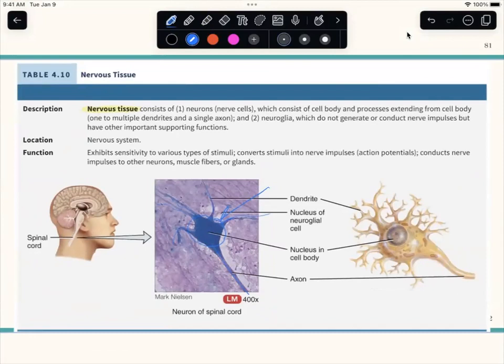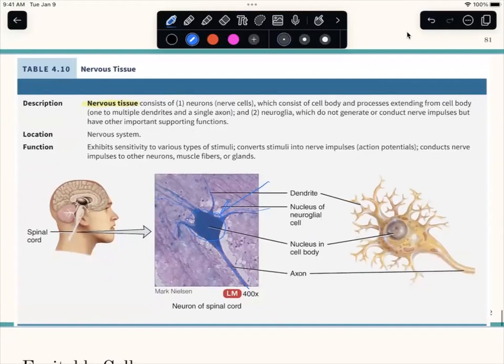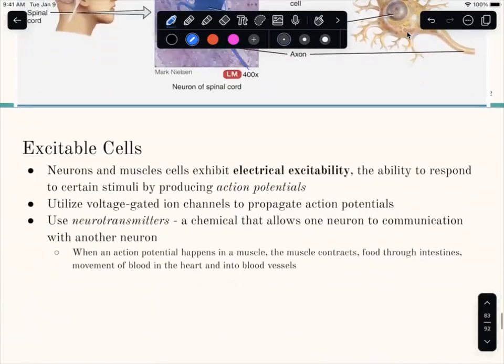But for now, we'll go into a lot more detail about this in chapter 12. I think it is when we get to the nervous system. For now, if you see this picture, all you need to know is that is nervous tissue or a neuron. If you put either one of those down, that's all you need to know.